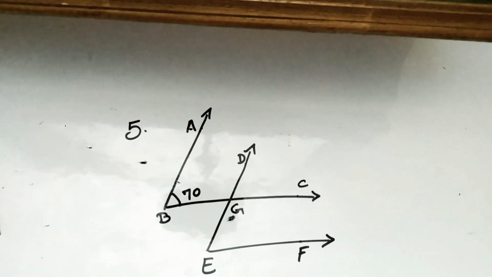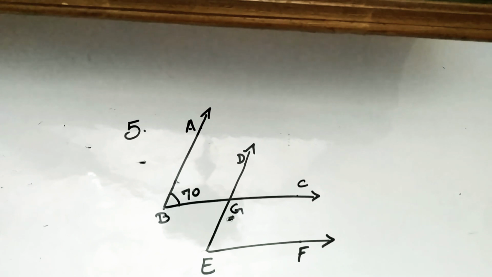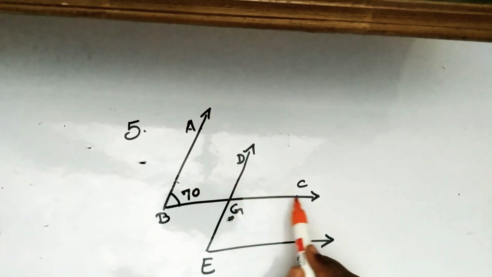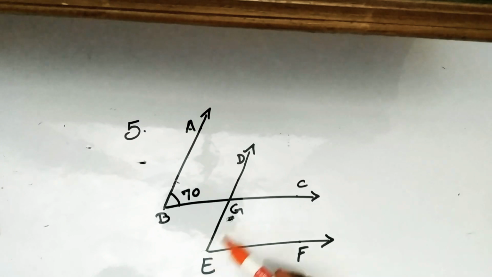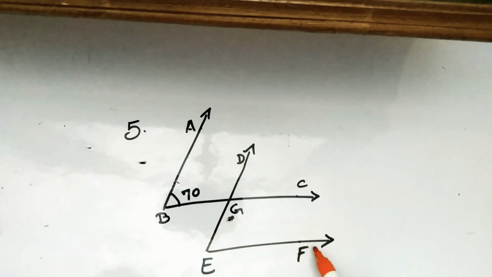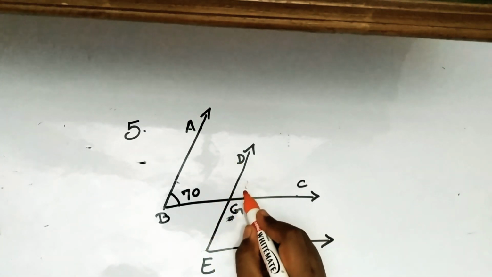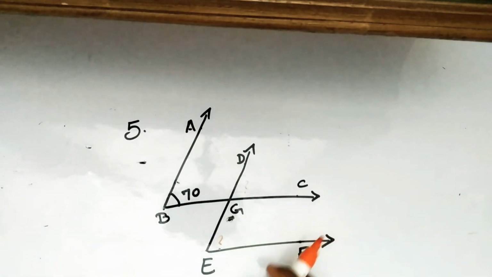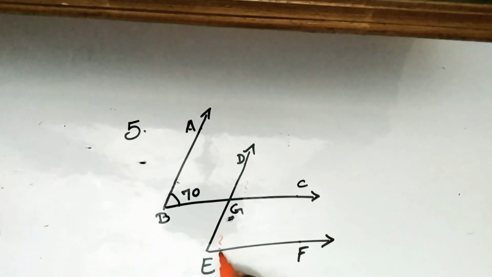In the fifth question, this is the figure which has been given to you, and in this angle ABC is equal to 70 degrees. In the first part you have to find angle DGC, and in the second part you have to find angle DEF, right? So this angle you have to find and this angle you have to find.